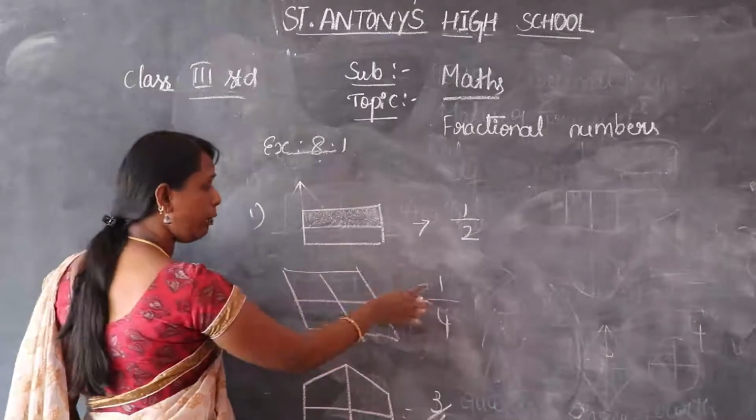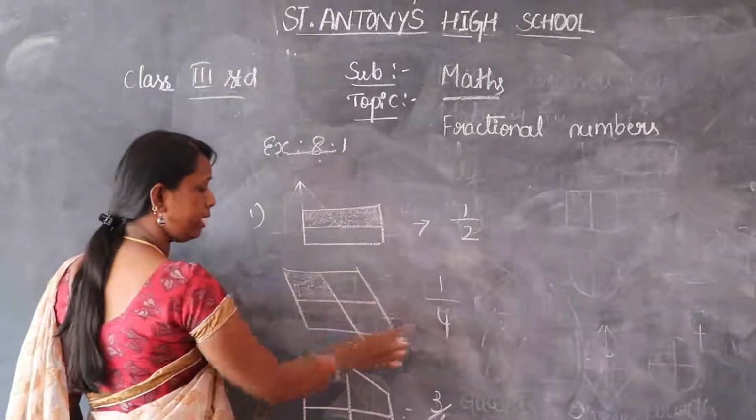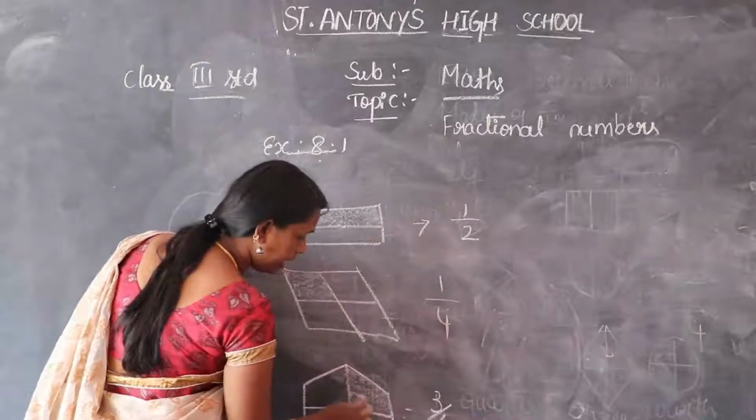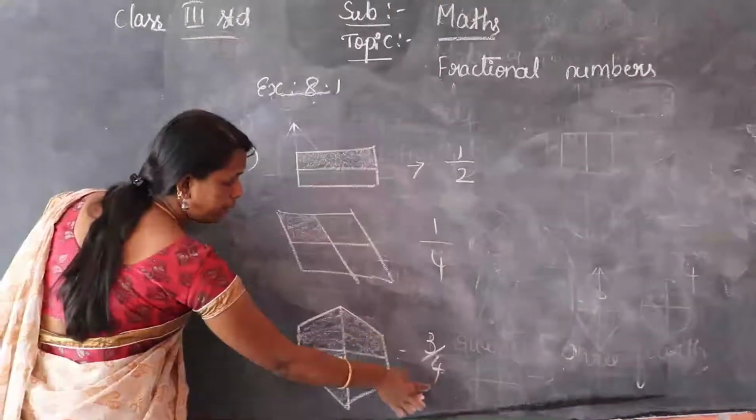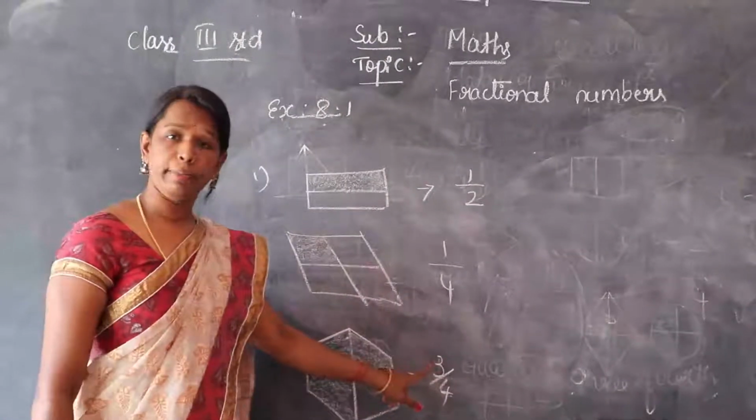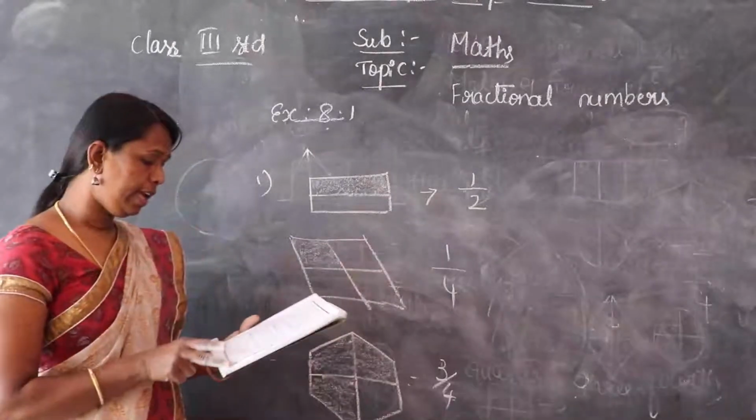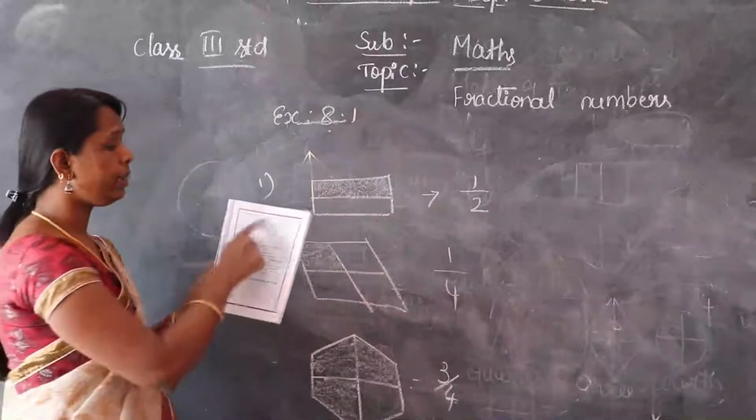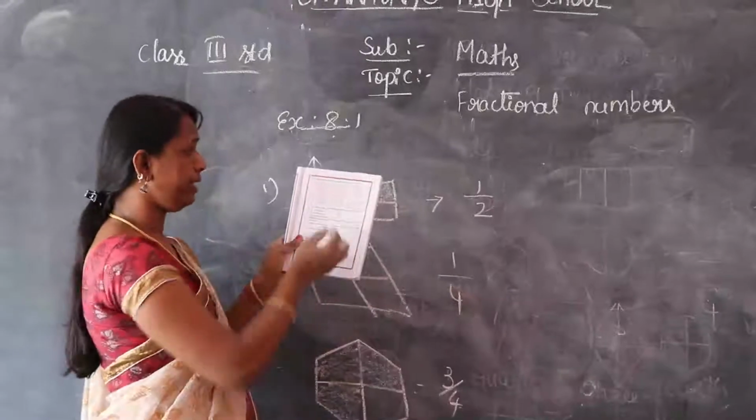We have to shade only one part because the numerator is only 1. Total number of parts is 4. That is called as denominator. Okay. Next, there are 3 parts shaded here. That is called as 3 by 4. Total number of parts is 4, denominator. The shaded part is numerator, 1, 2, 3. Okay. Express the figures as a fractional form, and you have to do it yourself. All the pictures you have to shade using your color pencils as directed here.